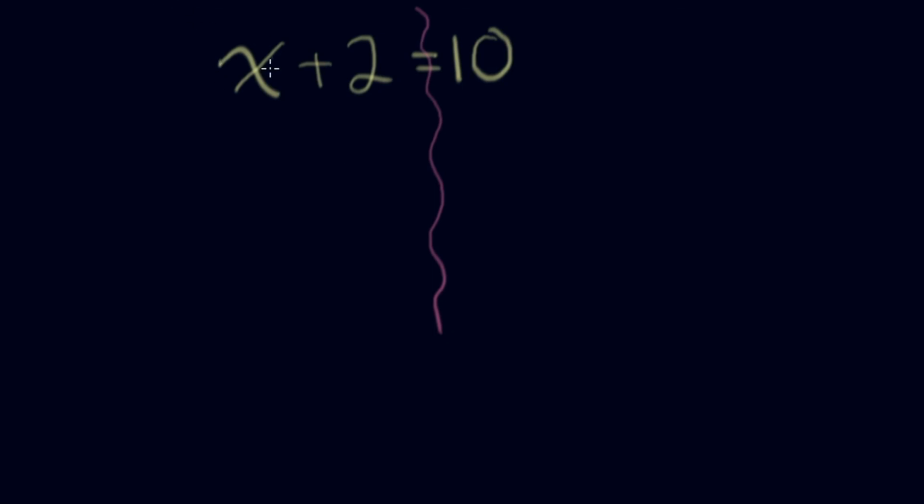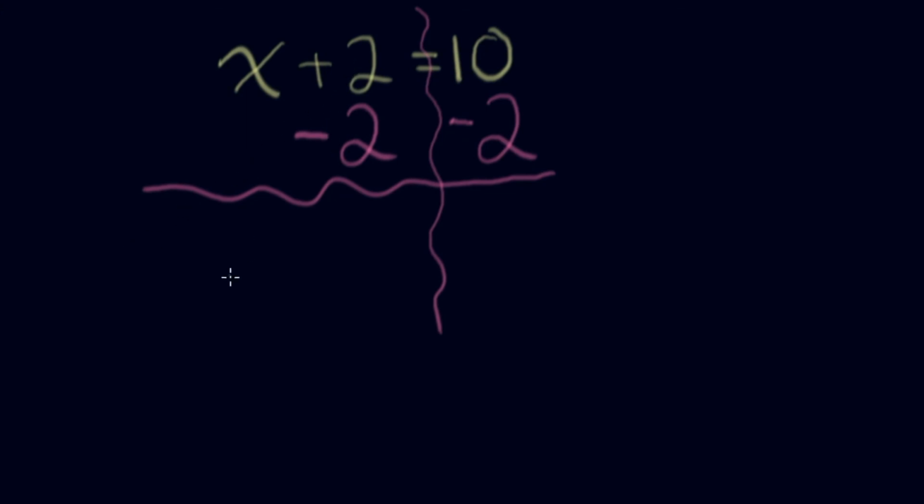So ask yourself, how can I get x by itself? How do I get rid of the positive 2? Well, I would just go and subtract 2. Following the golden rule, I would do it to this side as well. And what do I end up getting? Well, 2 minus 2 is 0, so it just leaves me just with x. And 10 minus 2 is just going to be 8. You would probably rewrite this a little bit neater, so x equals 8. So that's the golden rule. Not too bad. Let's take a look at what it looks like, though, in other situations.